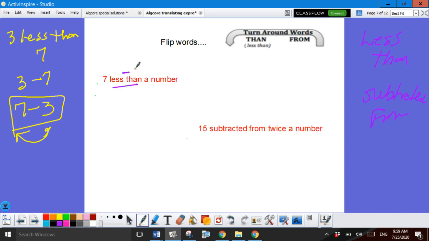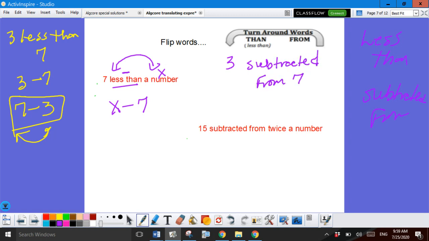So I have 7. I know less than is subtraction, and I have a number. So this is not 7 minus x. This is x minus 7. These have to flip. Same thing with subtracted from. If I have 3 subtracted from 7, is that 3 minus 7 or 7 minus 3? It's 7 minus 3. So again, they flip.